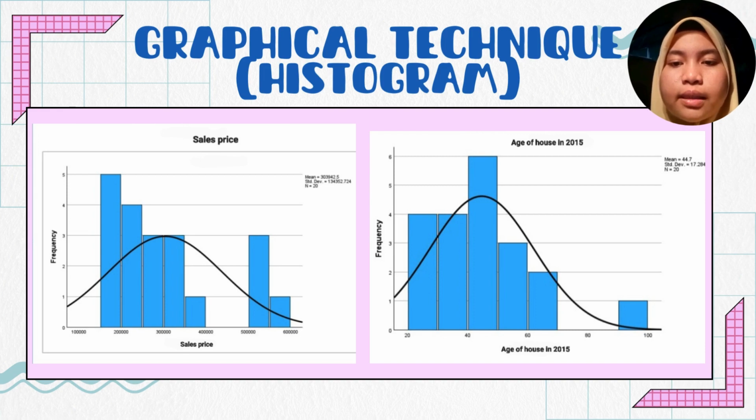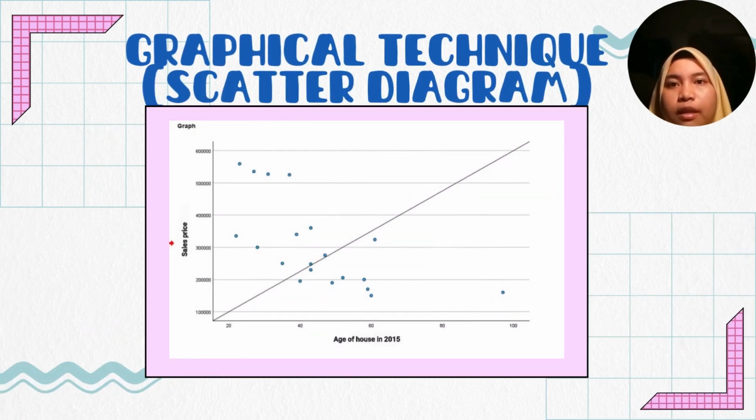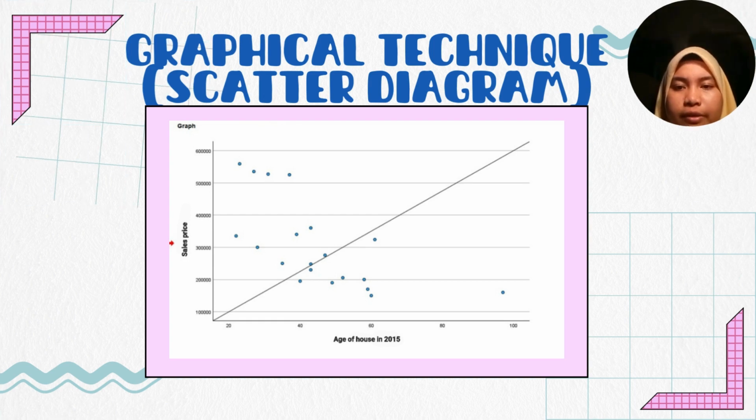The variables on the x-axis represent the class boundary. Next, for the scatter diagram, based on the figure below, the scatter diagram shows a negative relationship between the two variables. So, this is proof that when the age of house increases, the sales price will decrease.